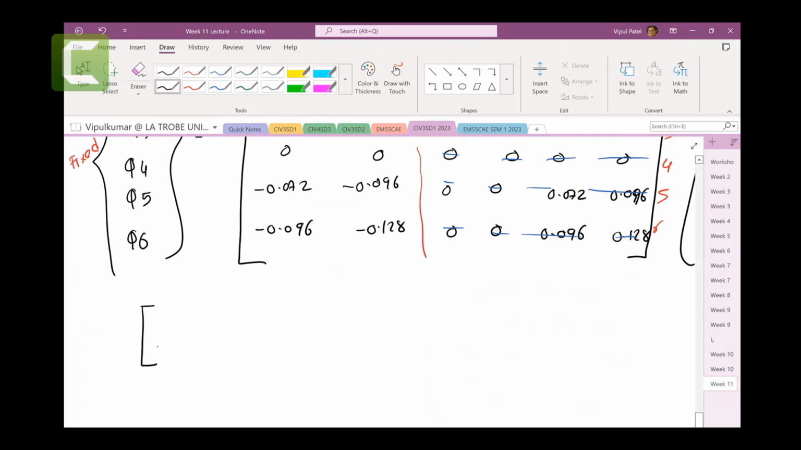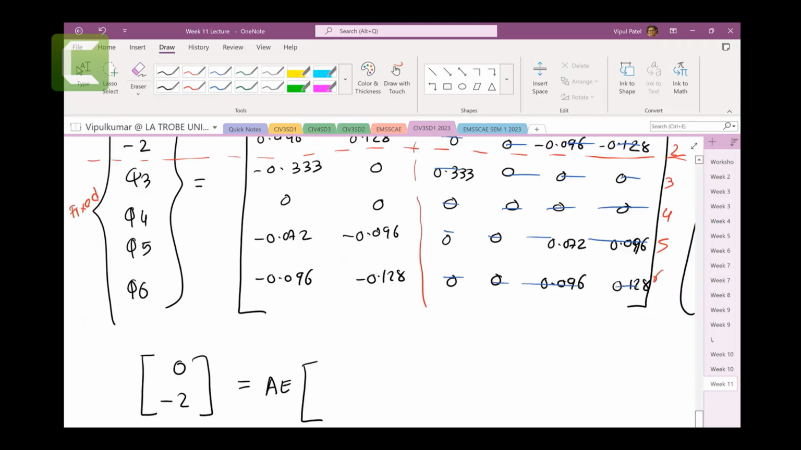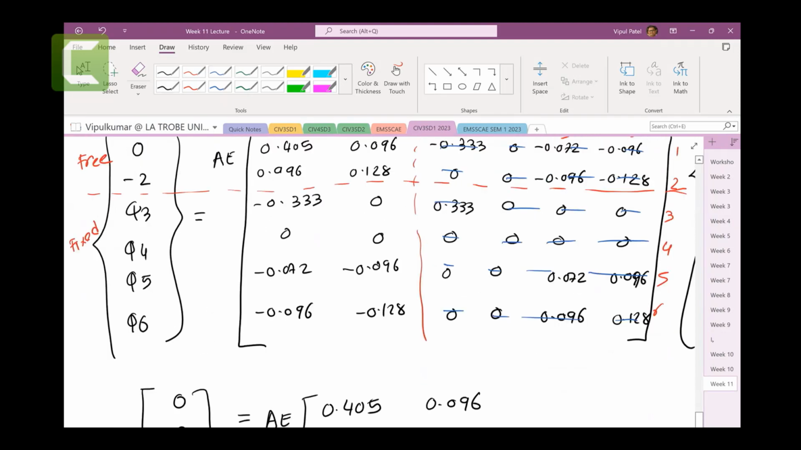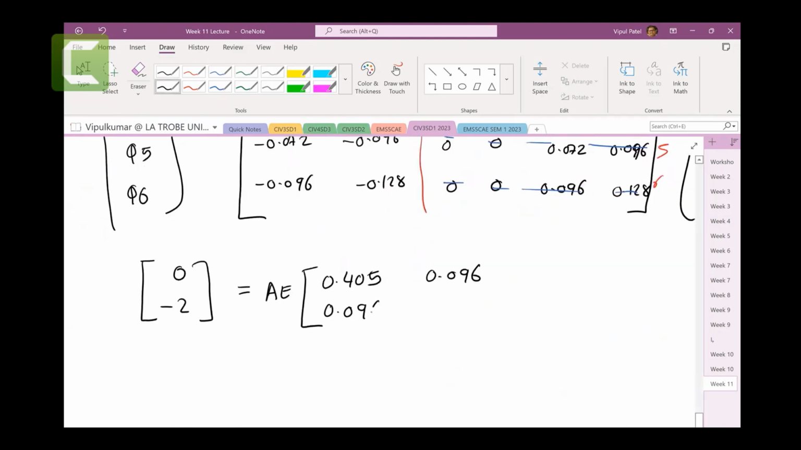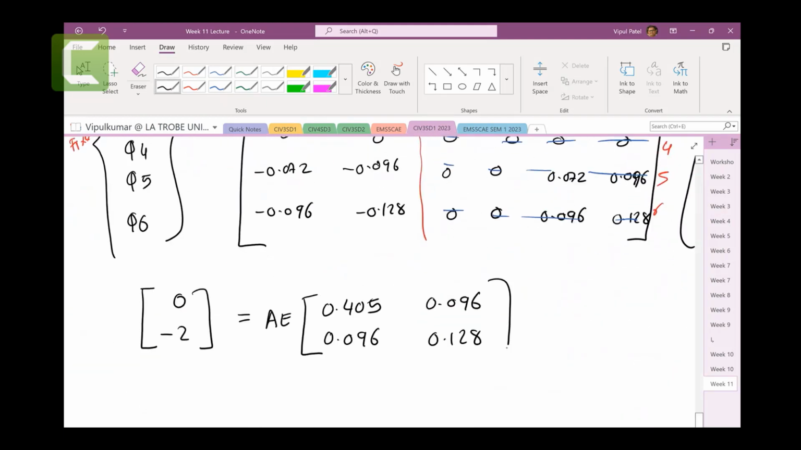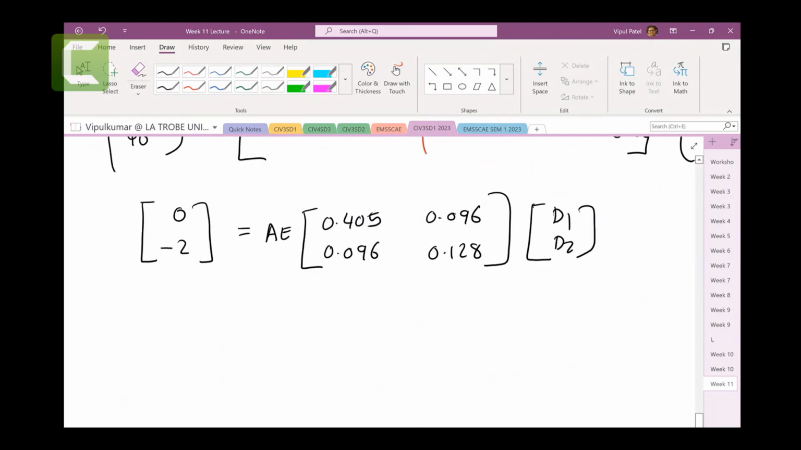So from here, we can type 0 minus 2, and that's what I grab here, and AE. And we can have this value 0.405, 0.096 and 0.096 and 0.128. D1 and D2 are coming from here. So our question is to find D1 and D2. I think you know this one, right?